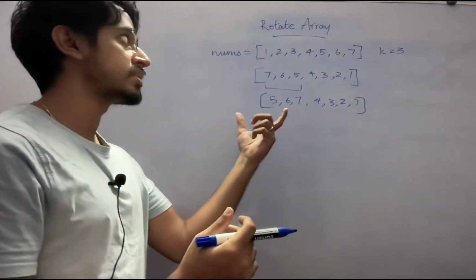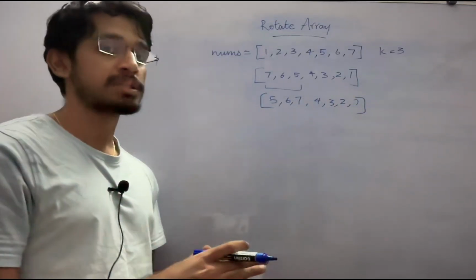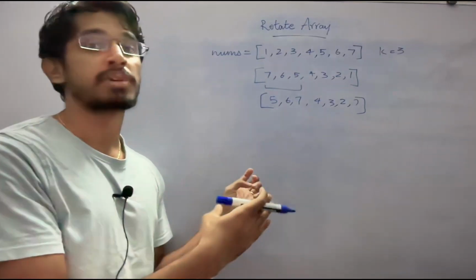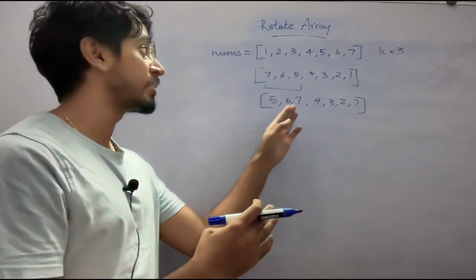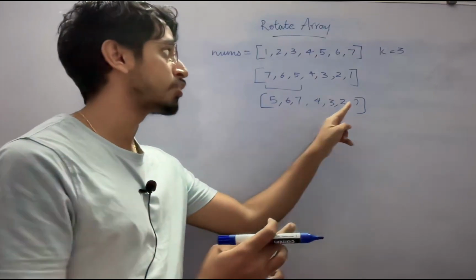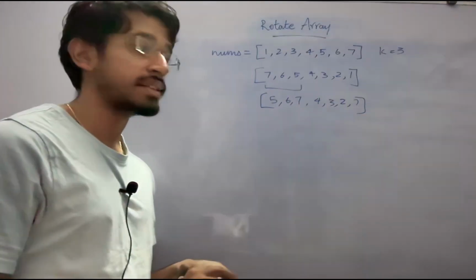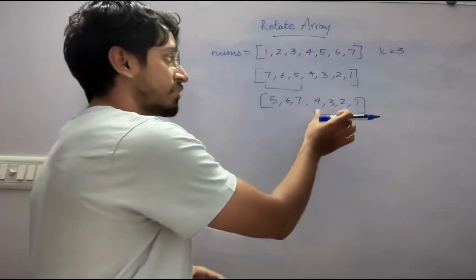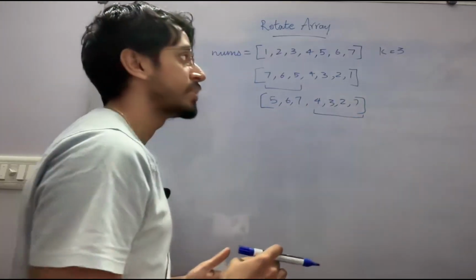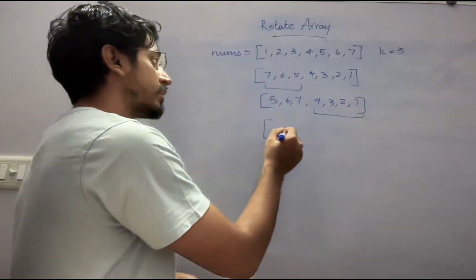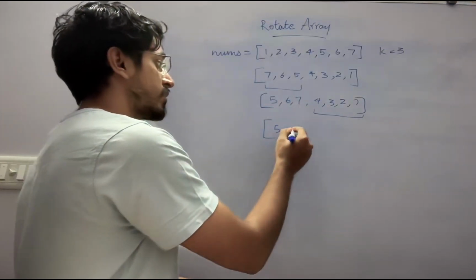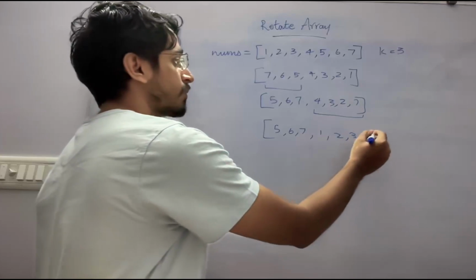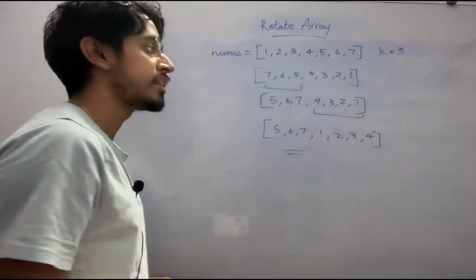The last step is to reverse, as you can guess, the last elements, that is, from the k index up to the end of the array. Since k is 3, we start from here and reverse the rest of the elements. So we get 5, 6, 7, 1, 2, 3 and 4, which is the resultant array we need to return.